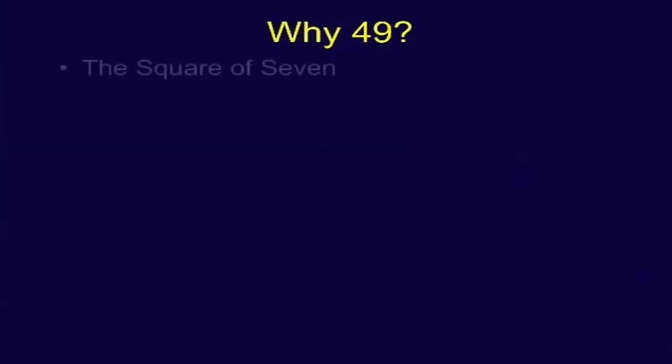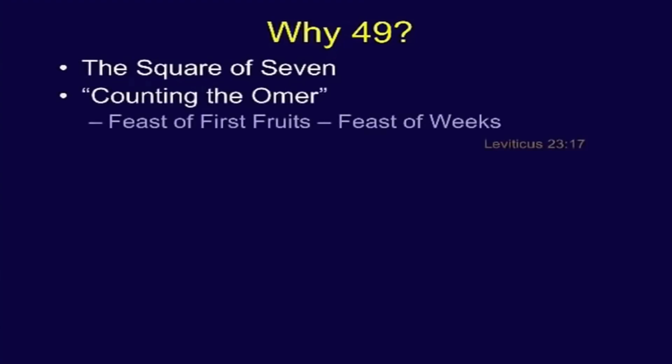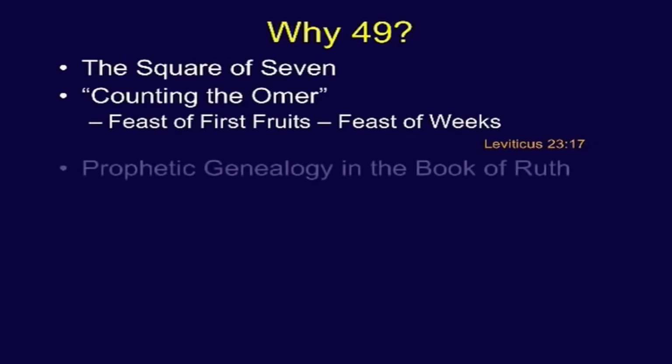And why, you say, why 49? Well, of course, it's the square of 7. And there's the counting of the Omer in the Hebrew calendar. Rabbi Hirsch said that the Jews' catechism is his calendar. Feast of First Fruits, Feast of Weeks, and so forth. Also, there's the prophetic genealogy in the book of Ruth.